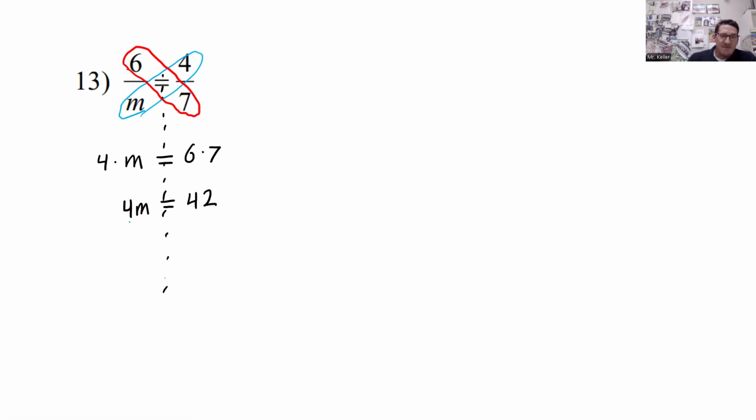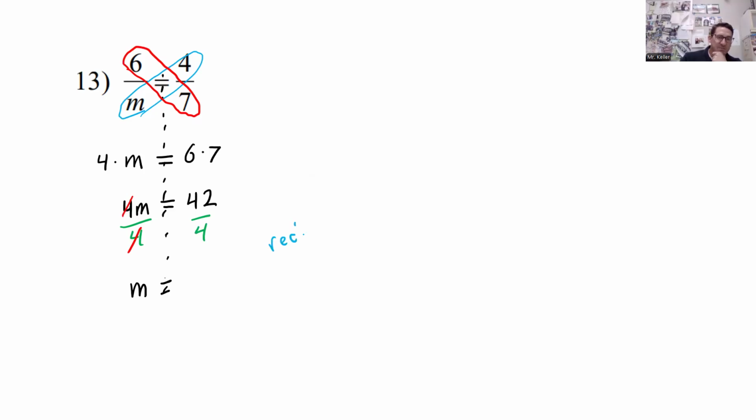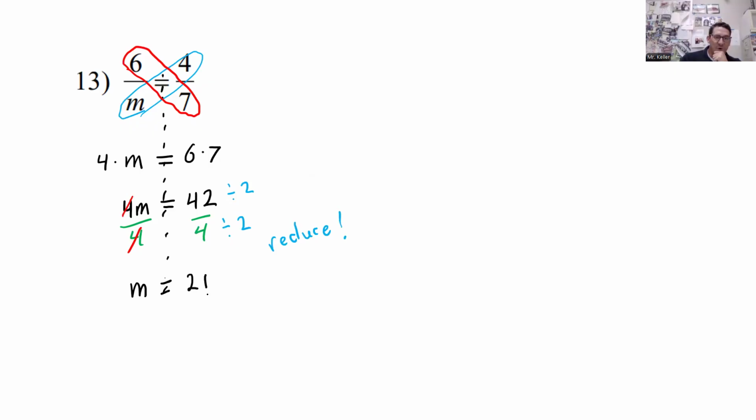And then the last step, divide by 4. Times 4, divide by 4, cancels out. You get m is equal to 42 divided by 4, which is not a whole number. So I'm going to leave it as a fraction. I just need to reduce the fraction. I'm going to divide top and bottom by 2. This is the largest thing that will divide both of those. So 42 divided by 2 is 21. 4 divided by 2 is 2. So 21 halves is the fully reduced final answer there.